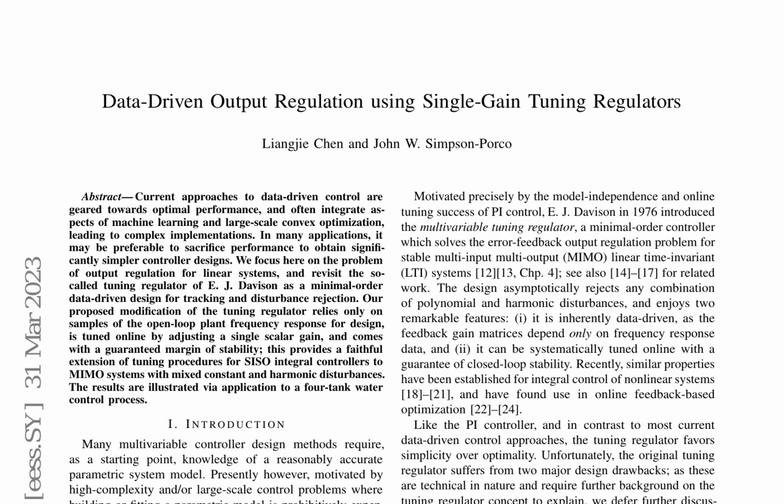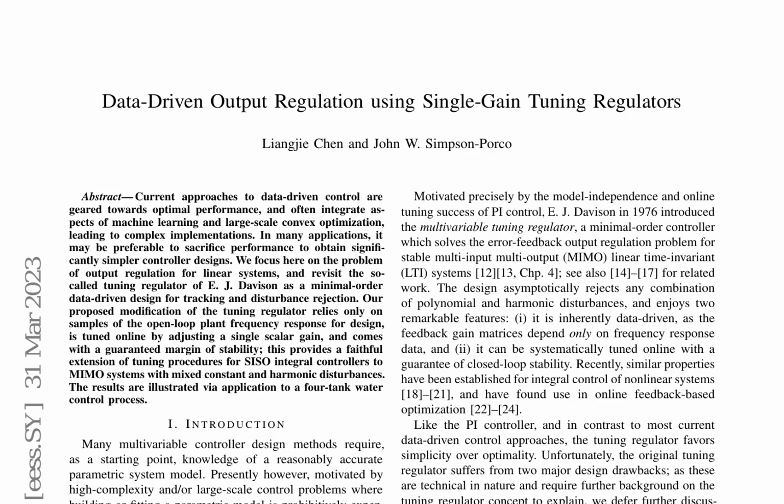The application of the single-gain tuning regulator, SGTR, to a 4-tank process control problem is discussed in this section, with a comparison drawn against Davison's original design. The SGTR is a simple, data-driven, and minimal-order LTI controller that solves the error feedback output regulation problem for stable LTI systems. It is based on samples of the open-loop frequency response, offering a guaranteed stability margin.